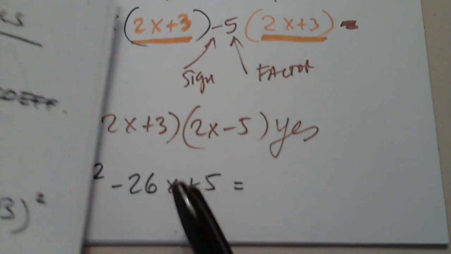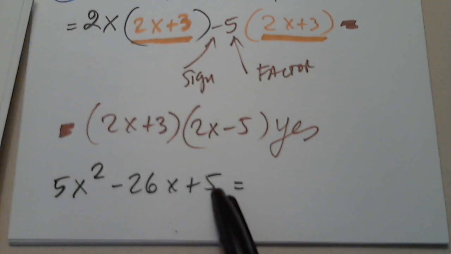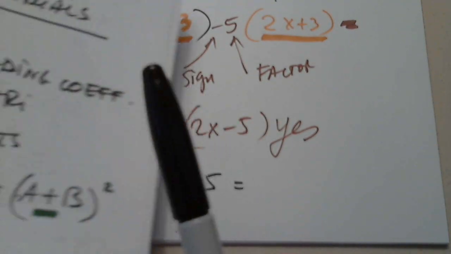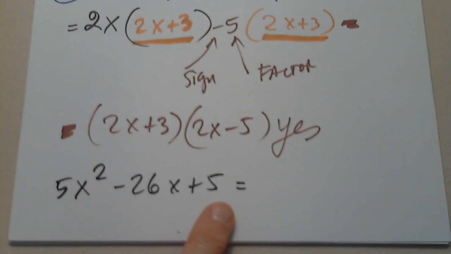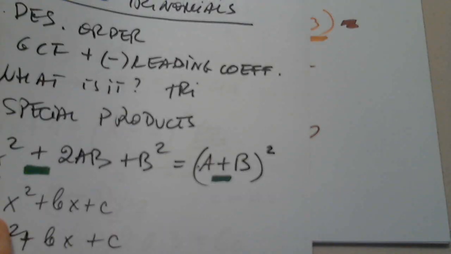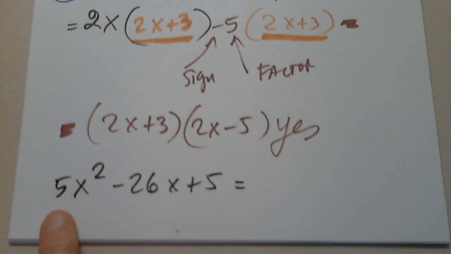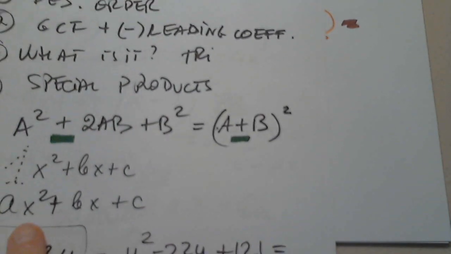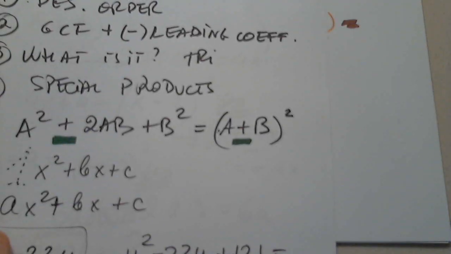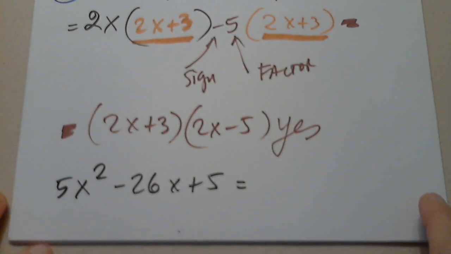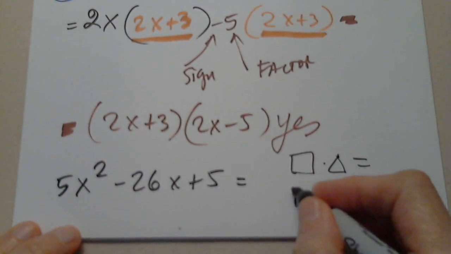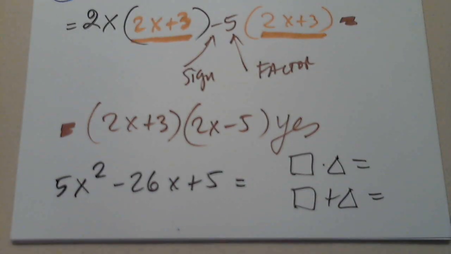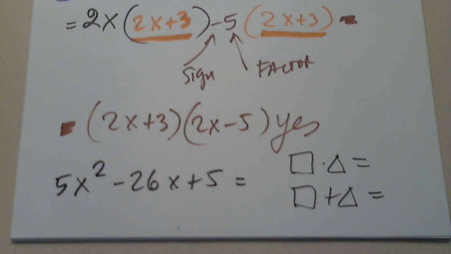Descending order? Yes. Greatest common factor? No. Negative leading coefficient? No. Special product? No, because this is not a perfect square. 1 is a leading coefficient. I wish. This is my last chance. The leading coefficient is 5. Good. So therefore, I need to find two numbers whose product is and whose sum is. Can anyone identify the sum and the product?